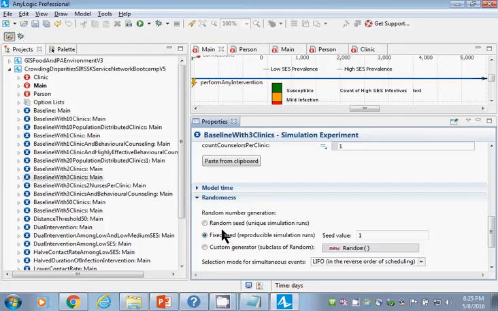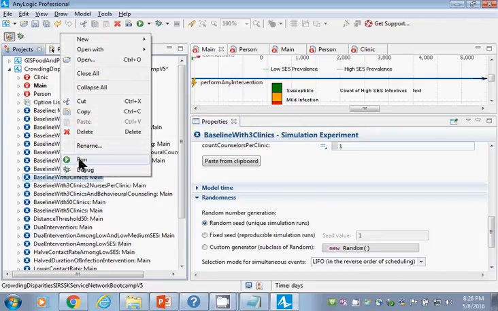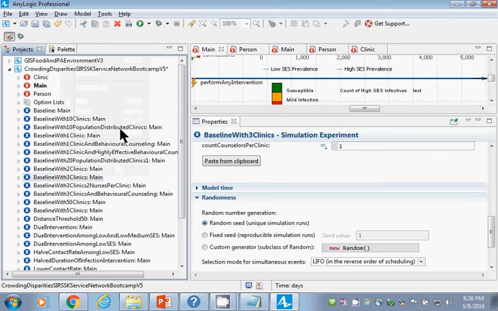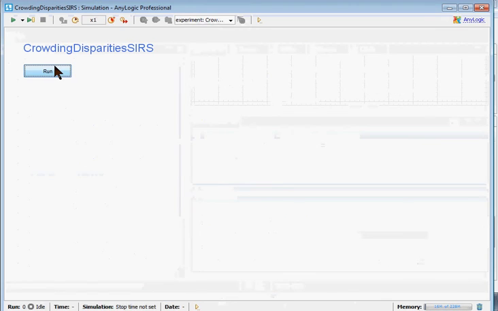Let us instead set it to random seed. What this will mean is that each time we run it, we will get a different particular set of circumstances with respect to chance, happenstance. I'll go into that more in just a minute. But let's go there, baseline with 3 clinics, having changed it to random seed, and let's run it again. Here we go. And now the infection is actually taking off, and we'll run it out to its conclusion here.